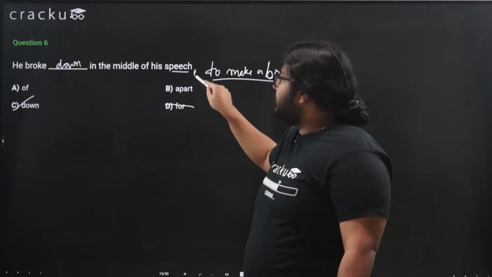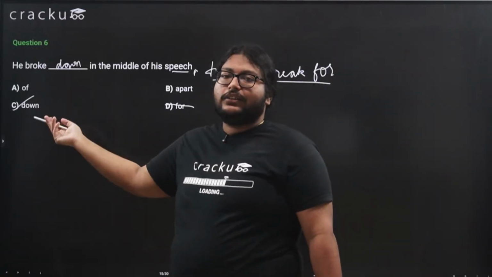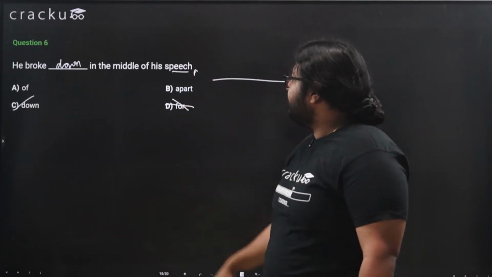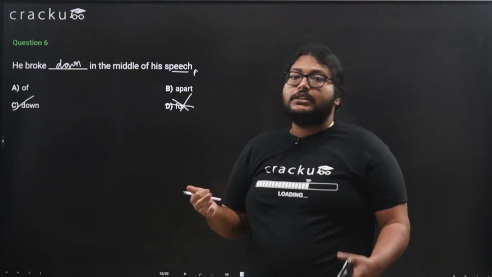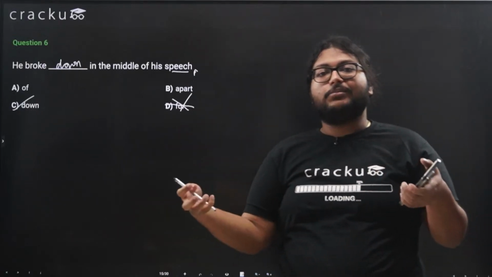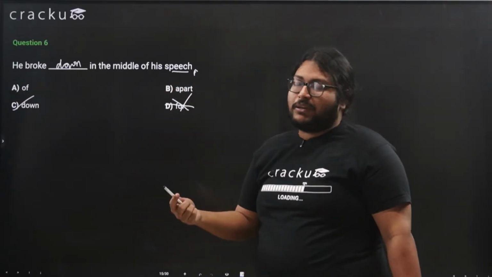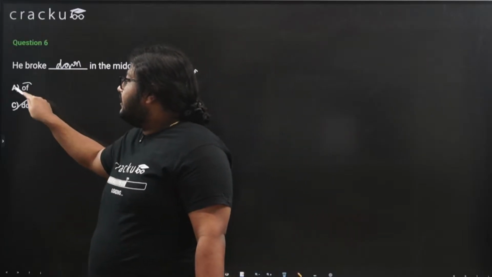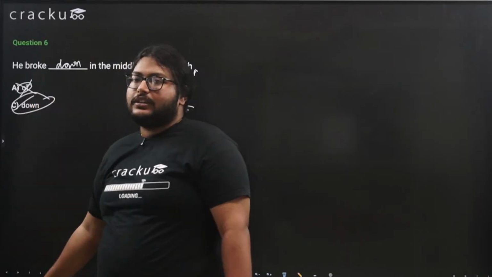Here, in the middle of his speech, the guy is not running away, that's one thing. And secondly, make and all is not there. So for is rejected. Break apart, as we discussed, means to literally physically break something apart. The person is not being broken apart, right? So break apart is also rejected. Break off again doesn't make any sense. So break down, option C, is the correct choice here.